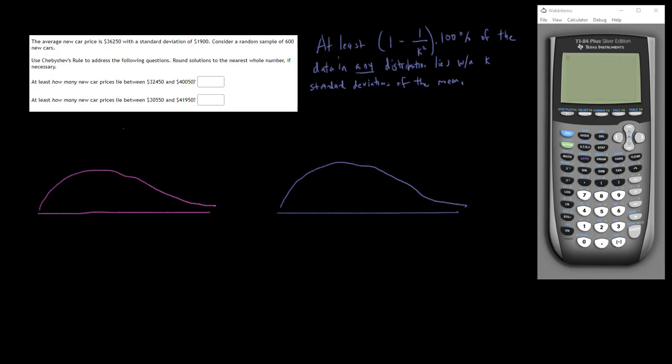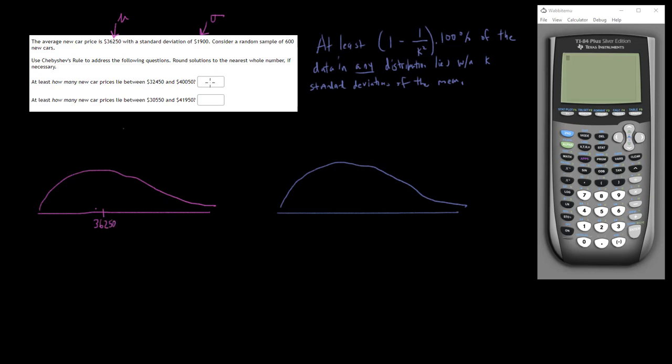Remember, we want to solve questions like this. The basic strategy is to put the mean, this is right skewed, so the mean will be just a little bit to the left, but still towards the center. So the mean up here, there is mu, the mean, and there's sigma, the standard deviation. So we're going to put 36,250 right here in the middle.